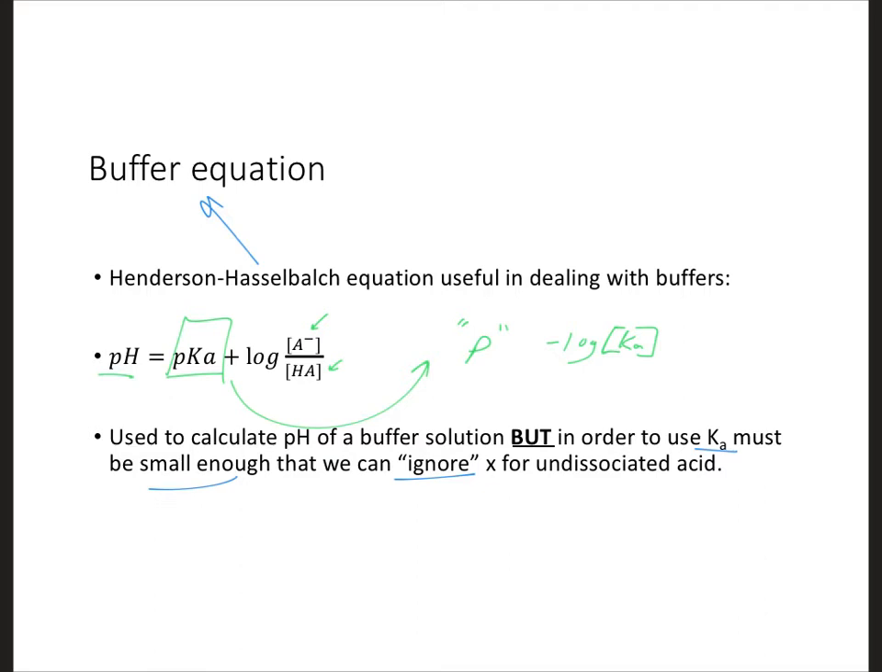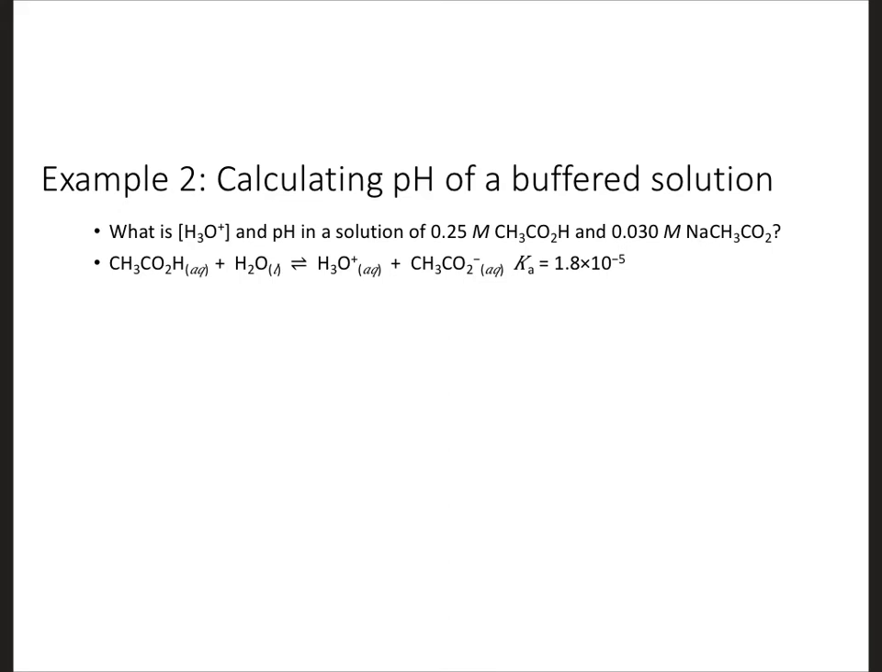Alright, so we'll go ahead and use the exact same example we left off with in the previous lecture, so we can use this Henderson-Hasselbalch equation to solve that same problem and show you that we get the same pH. So you saw this already. What is the H3O+ concentration and the pH in a solution of 0.25 molar acetic acid and 0.30 molar sodium acetate? We solved this already. We got a pH equal to 3.82. So let's make sure that using this Henderson-Hasselbalch equation, we're able to get that same answer.